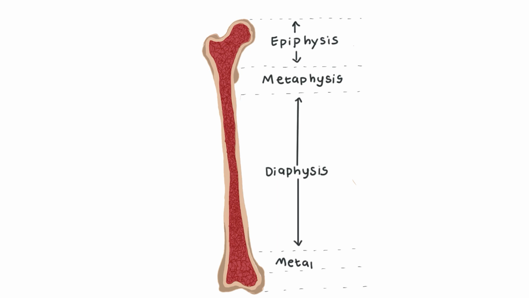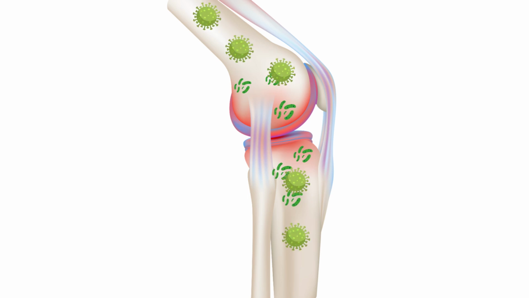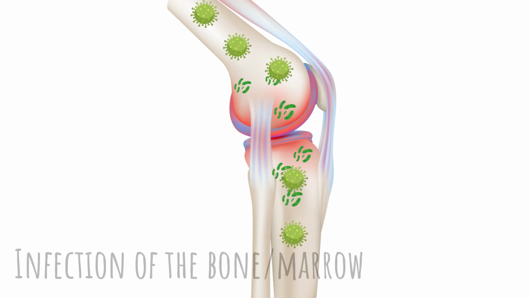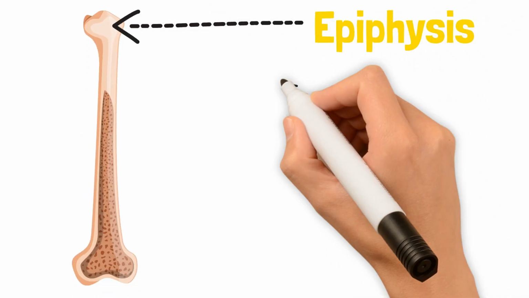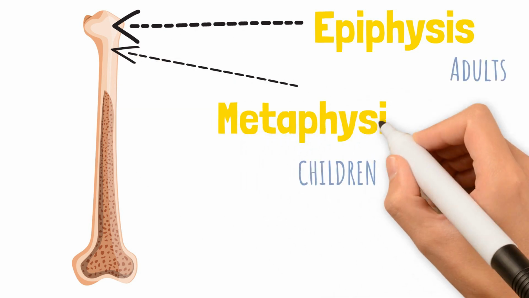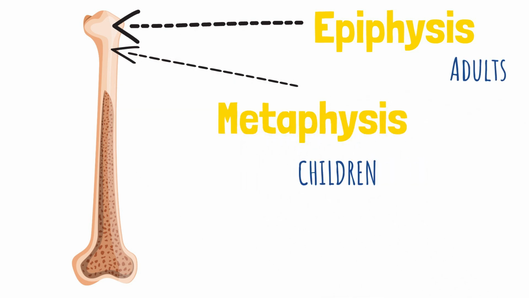So in osteomyelitis, there's an infection or an inflammation in the marrow and bone, and it's most commonly caused by a bacteria. In children, this is seen as a transient bacteremia which will seed to the metaphysis, and in adults, it's commonly due to an open wound which seeds to the epiphysis.